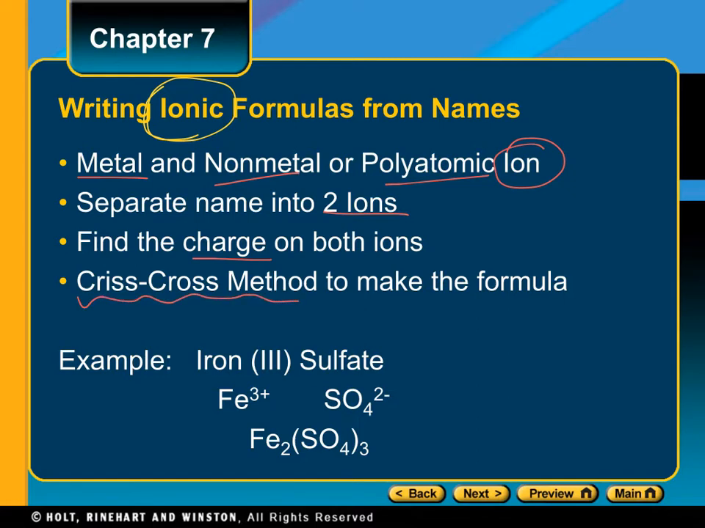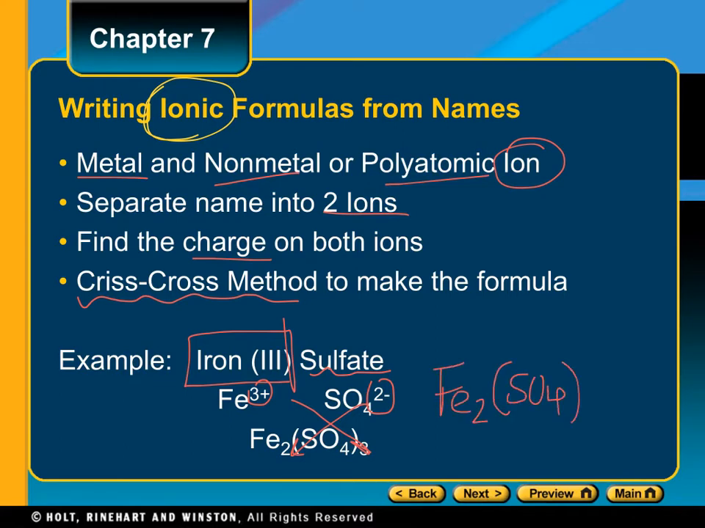So for instance, if they gave you iron 3 sulfate, we would break it into two parts. We have the iron 3, which is telling me Fe plus 3, and sulfate, which is SO4 minus 2, and then we crisscross. We take our 3, and that goes over there, and our 2, and that goes over there, and we're left with Fe2(SO4)3.